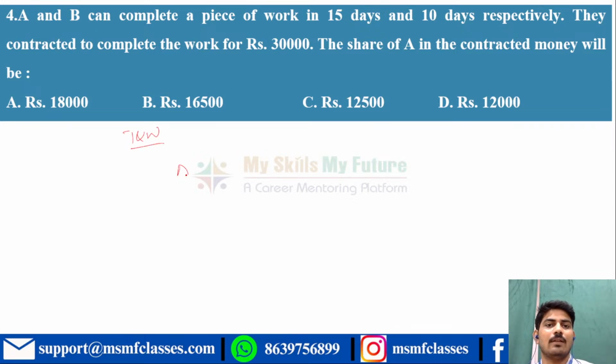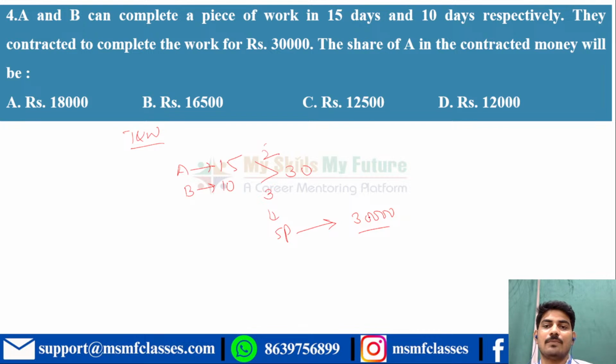Given the question, A can complete it in 15 days and B can complete the same work in 10 days. If we take the LCM of these two values, it will be 30. The efficiency of A will be 2 parts and the efficiency of B will be 3 parts. So 2 plus 3 is 5 parts. That 5 parts will be equal to 30,000. Based on the efficiency ratio only, the amount will be distributed.